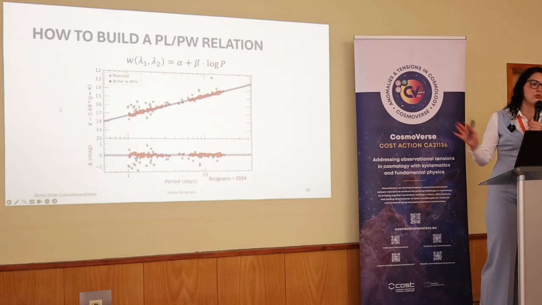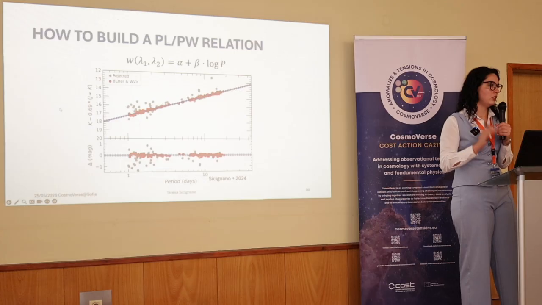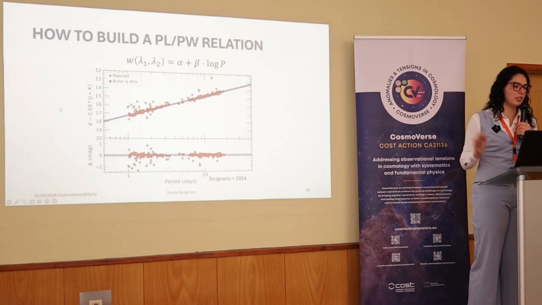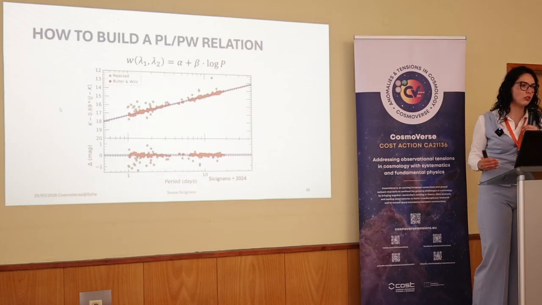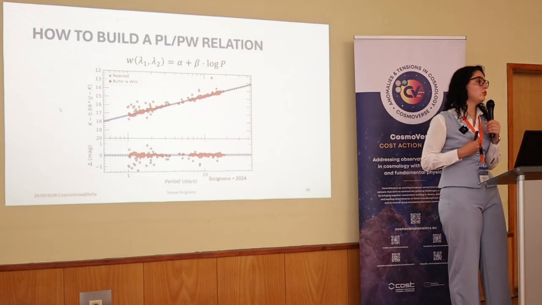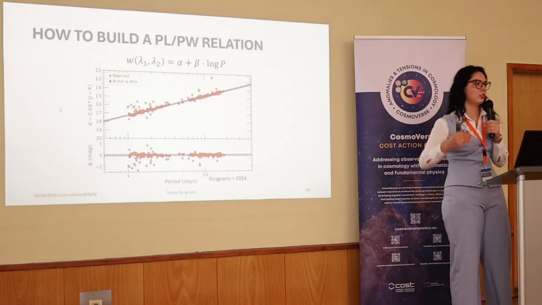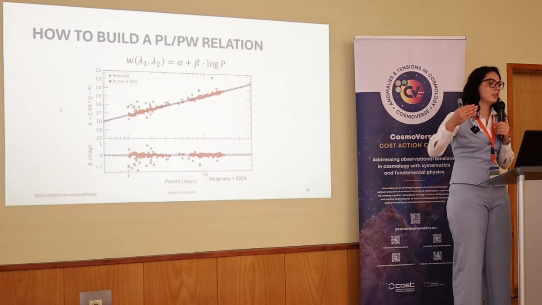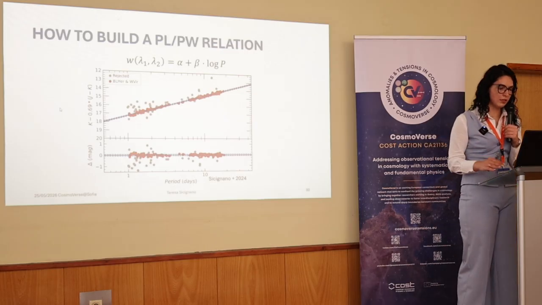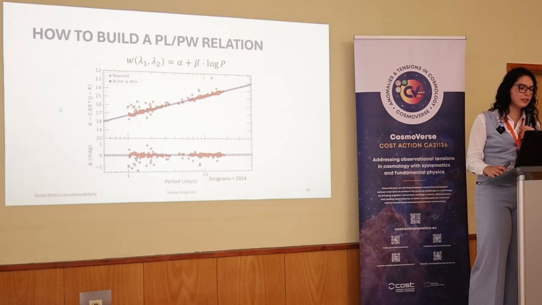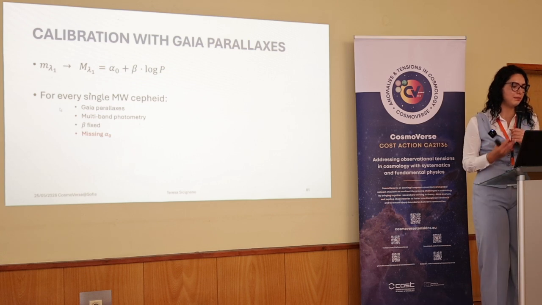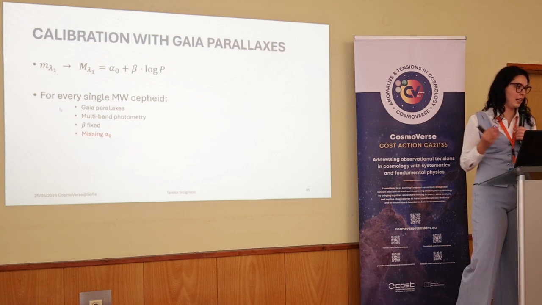Here you don't have to know the extinction measured in the Large Magellanic Cloud. You only have to know the extinction law. We use the extinction law of the Milky Way because the light is traveling through the Milky Way to us. At this point, the second step is the calibration with the Gaia parallaxes.